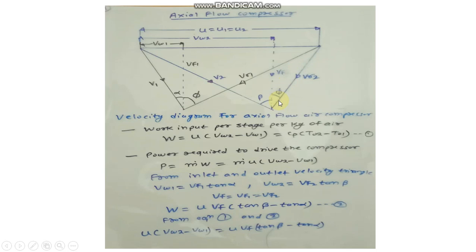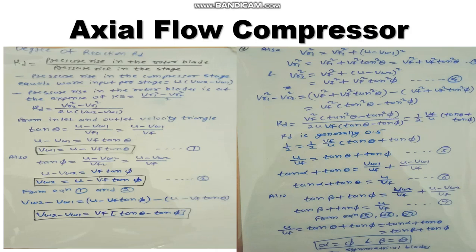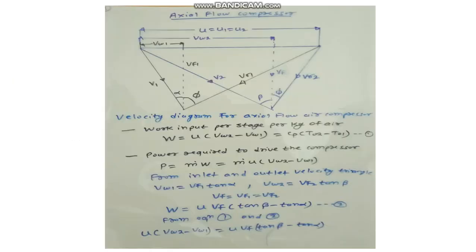First we see tan theta. This is theta. This is total U, and from this point to this point is U minus VW1. The tan theta is equal to U minus VW1 upon VF1.